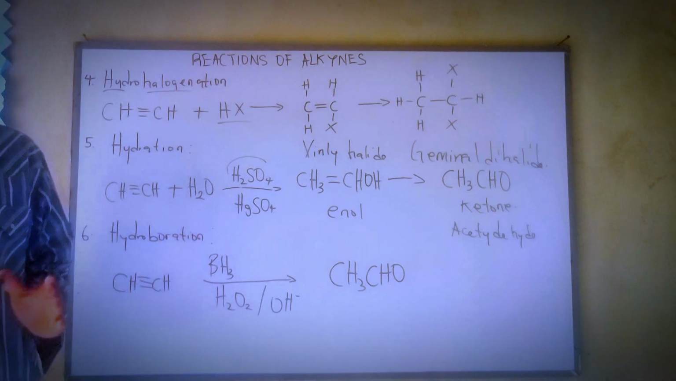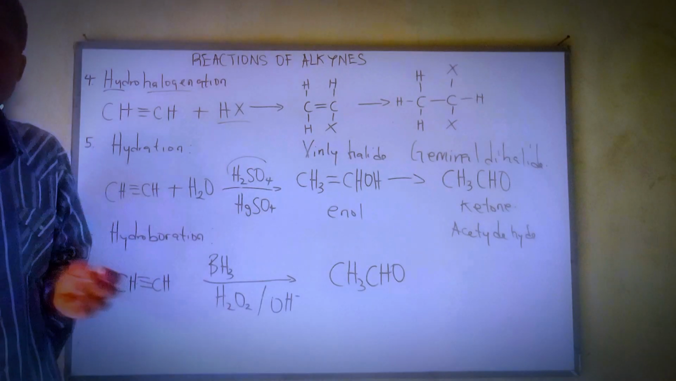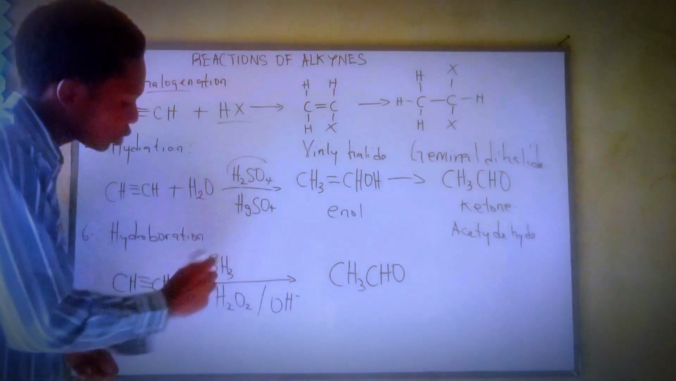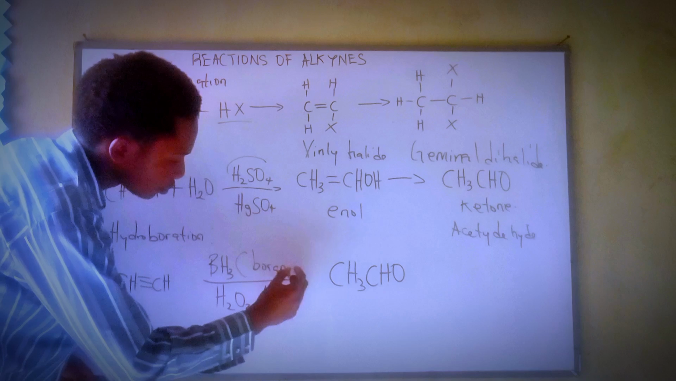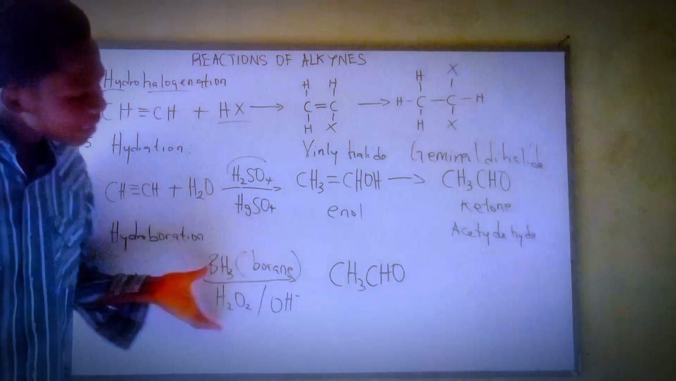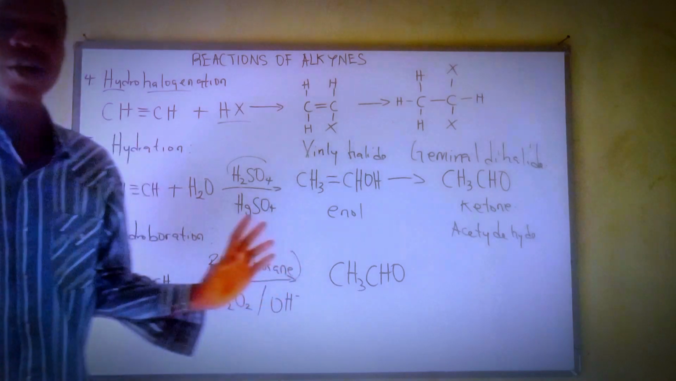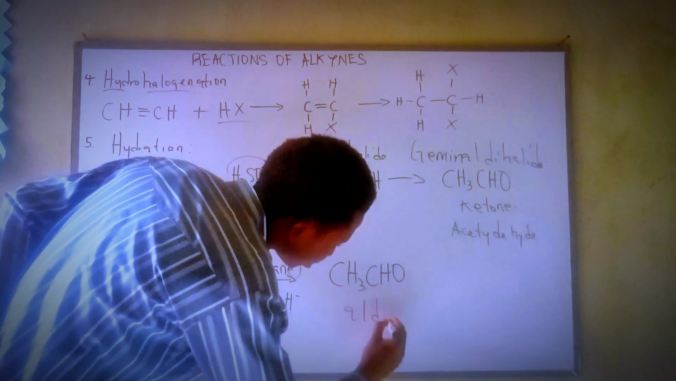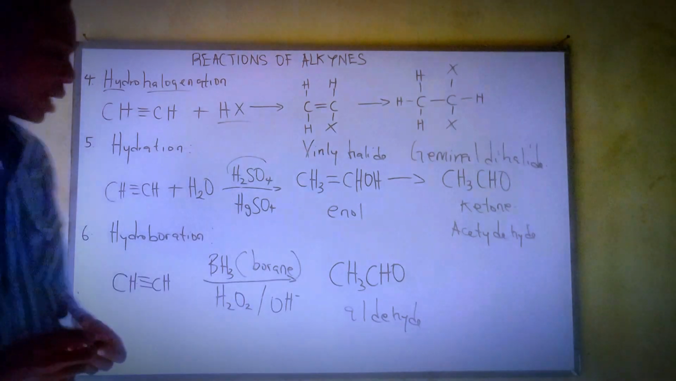Now, that's not all. For the hydroboration to take place, we need this compound here called borane. Take note, this compound we are seeing here is called borane, BH3. So in the presence of these, we are just going to get our straight product. We are going to get an aldehyde.